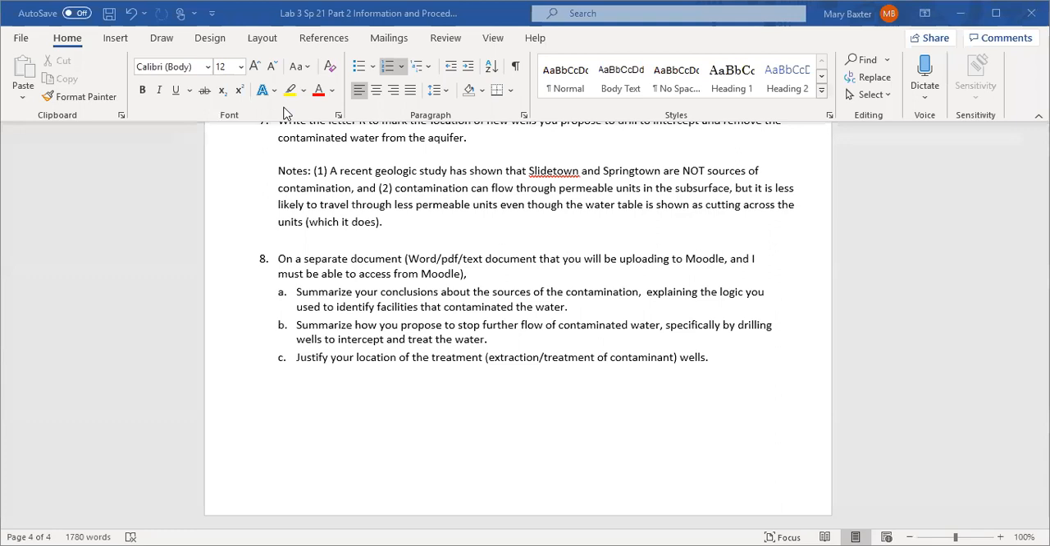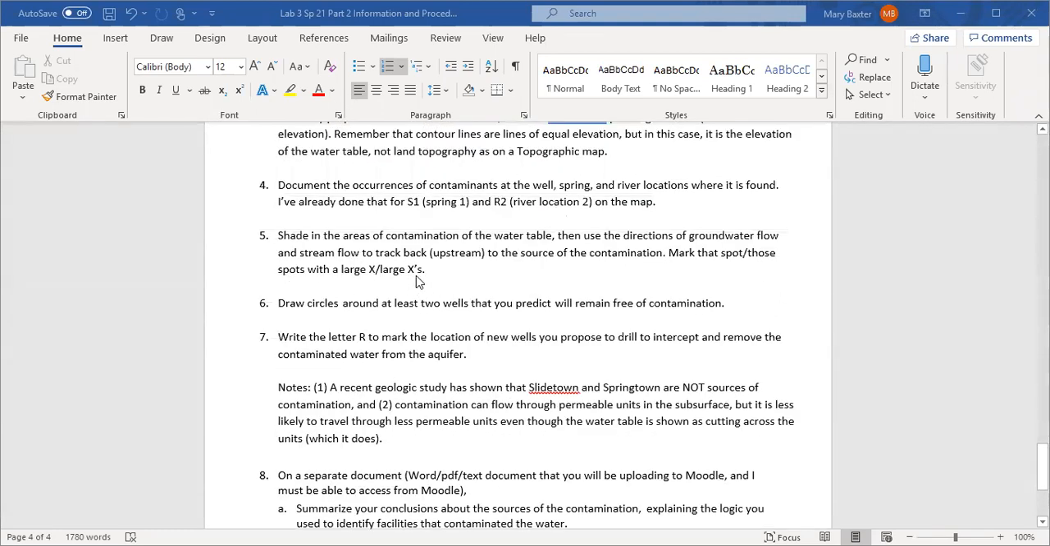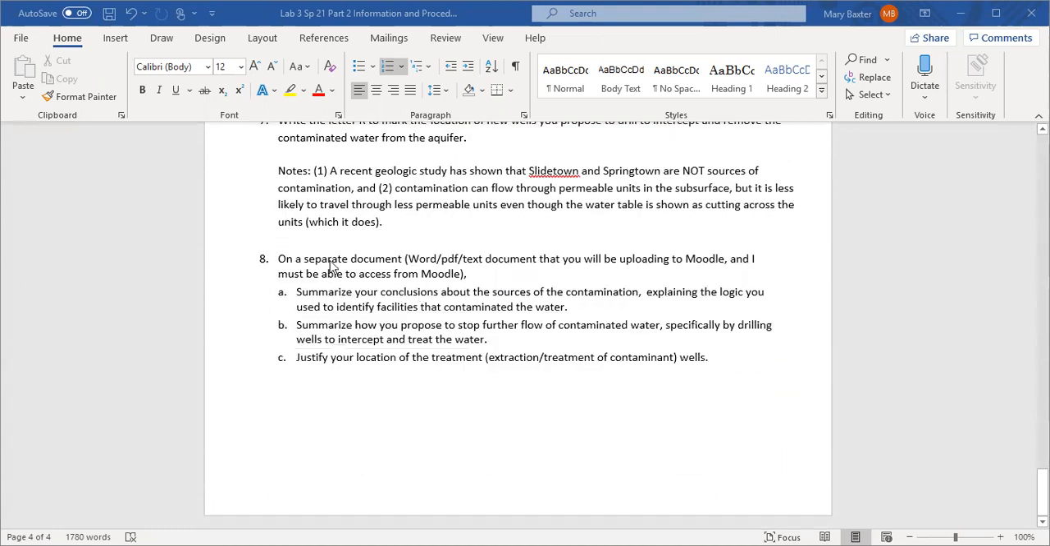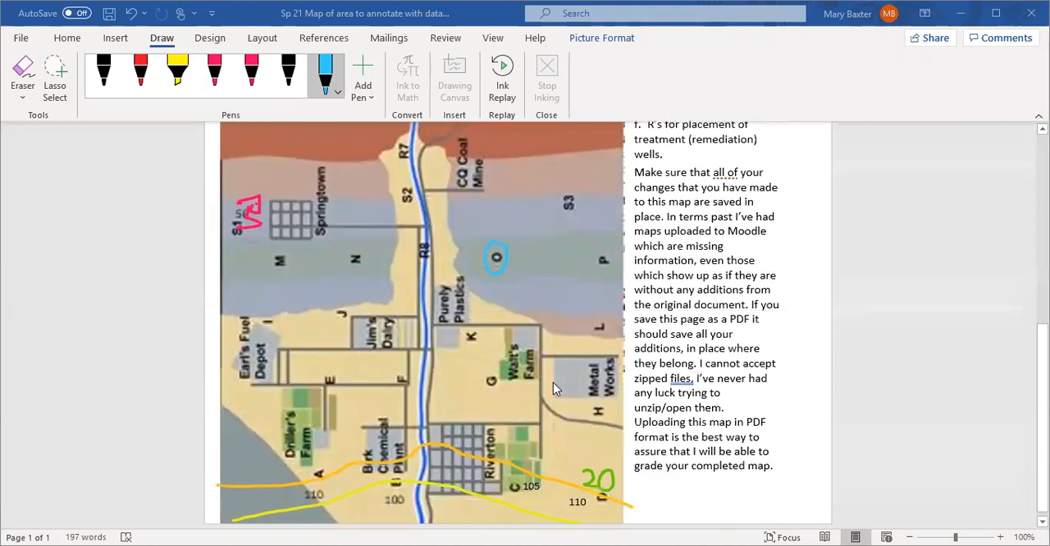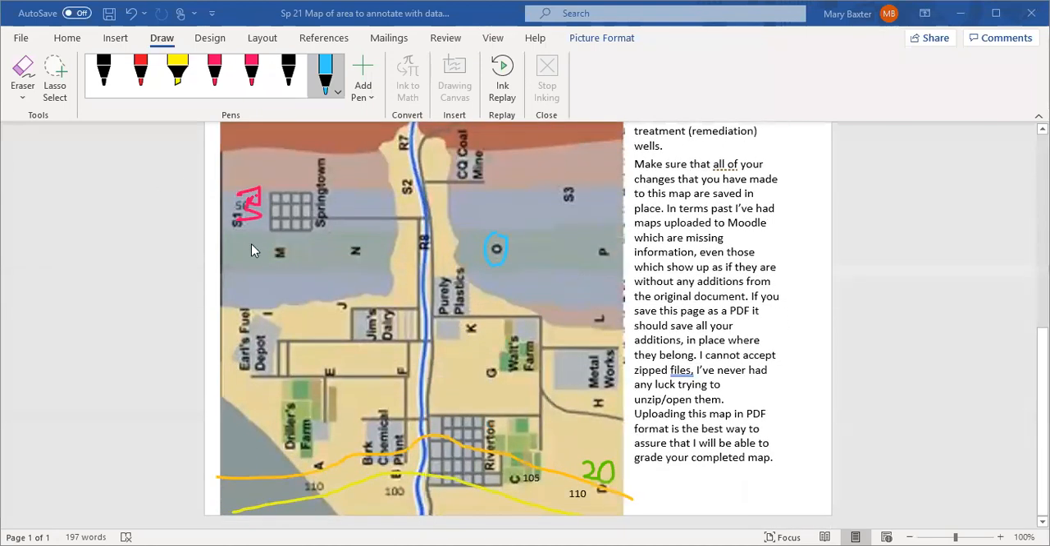Okay, so there's going to be 3 things that you're going to upload for this lab. You're going to upload this separate document where you're going to answer number 8 here. Okay, you're going to upload this document with all of your added annotations in place. Make sure that you have saved them and it is locked into this document before you upload it to Moodle.